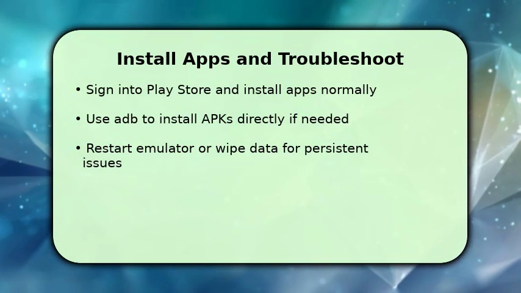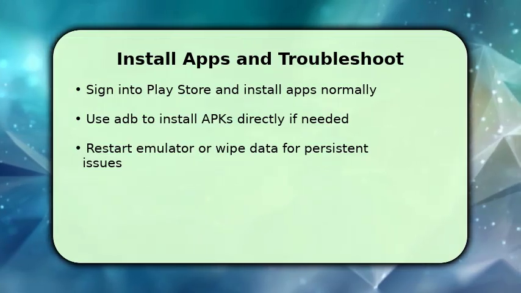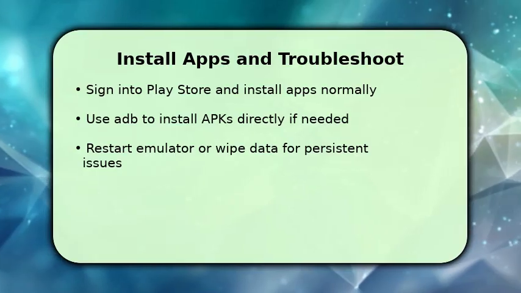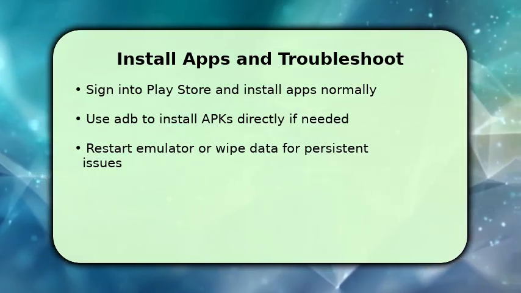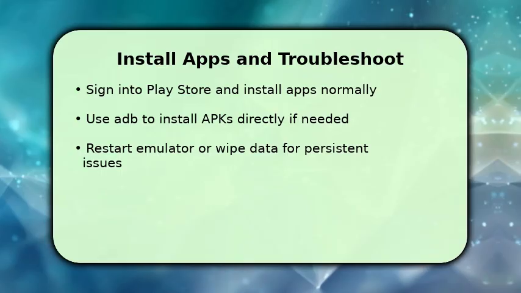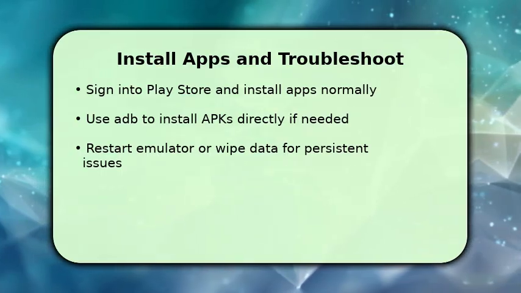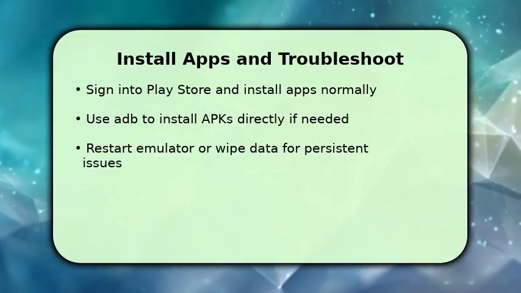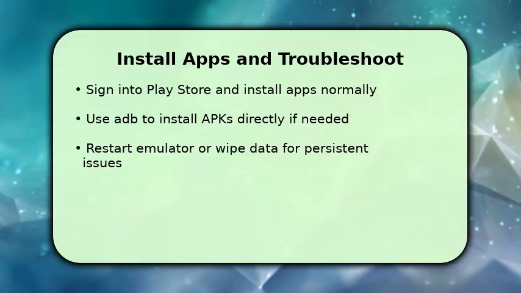You're at the finish line. Sign into the Play Store and install apps like on a phone. This lets you test behavior under a real Play Services environment. If an APK won't install, use an ADB install from your SDK platform tools. This bypasses Play restrictions for testing.